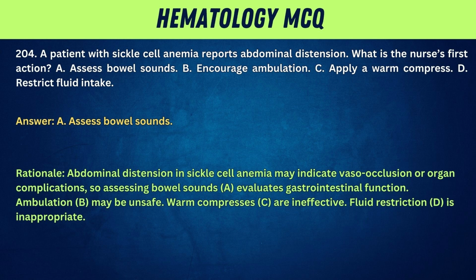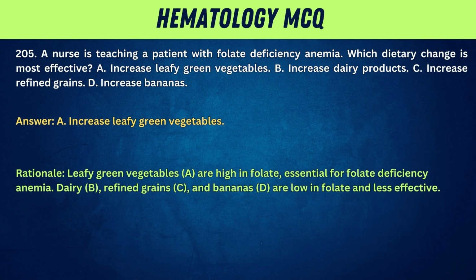205. A nurse is teaching a patient with folate deficiency anemia. Which dietary change is most effective? A. Increase leafy green vegetables. B. Increase dairy products. C. Increase refined grains. D. Increase bananas.